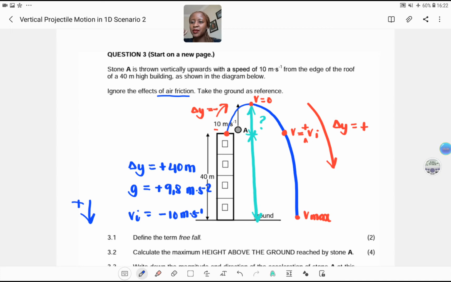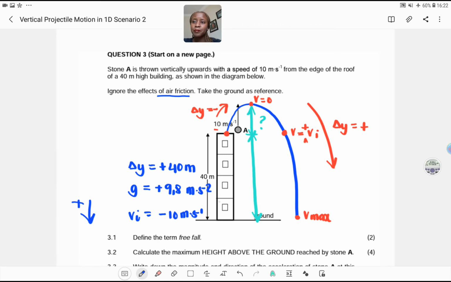Okay, guys, so they want the maximum height above the ground reached by stone A. What do we know? What information do we have? We have our initial velocity and our final velocity here. We know the final velocity is 0. We know our initial velocity is 10, and we're going to take it as negative 10 meters per second.